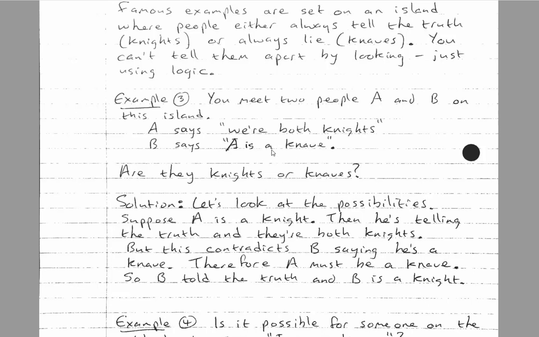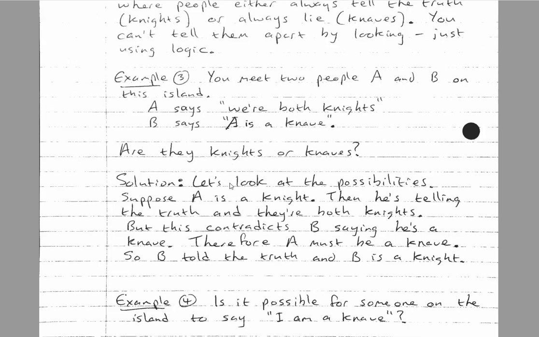So the only possibility for these 2 statements is that A is a knave and B is a knight. So you see how this works? Yes, you're just looking at the different possible cases. And just remember, for knights, everything they say is true, and for knaves, everything they say has to be false.